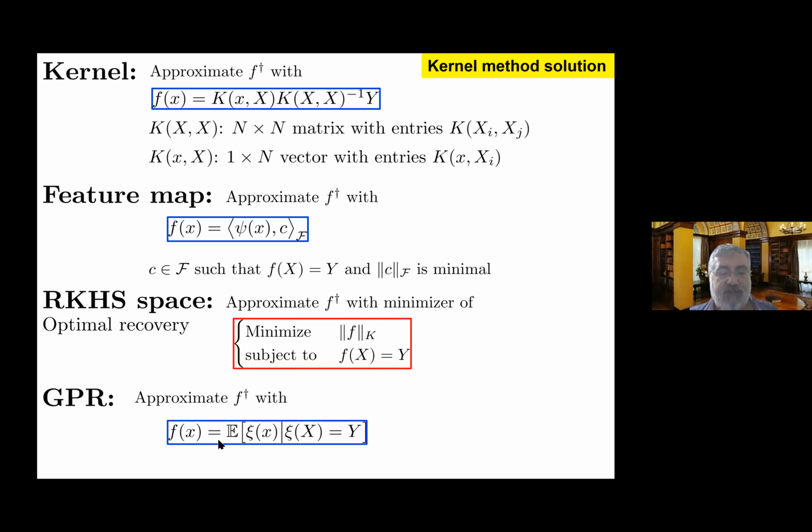The fourth one is to approximate the target function by the expectation of the Gaussian process with covariance function K, conditioned on the interpolation constraints.